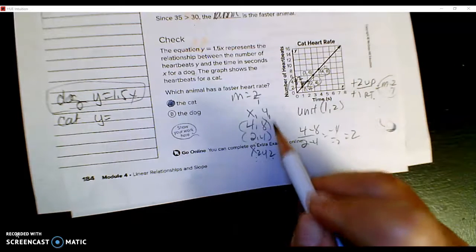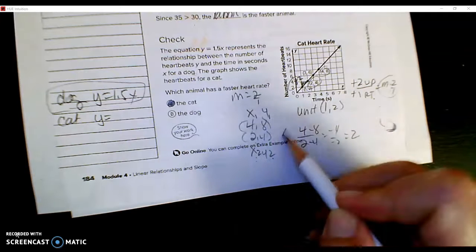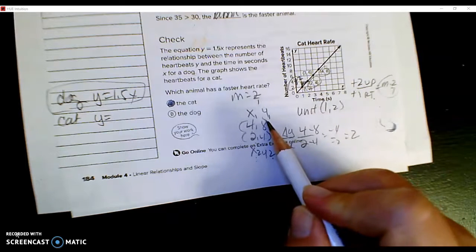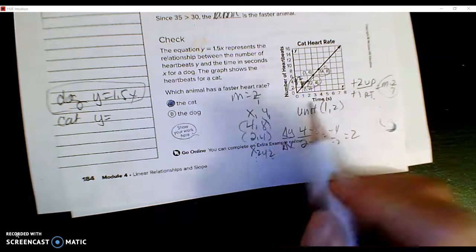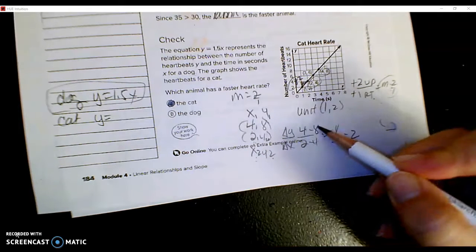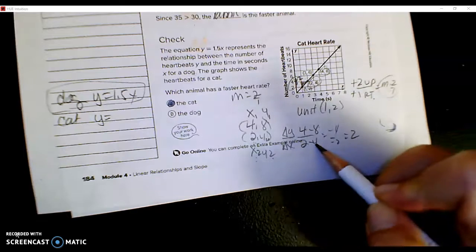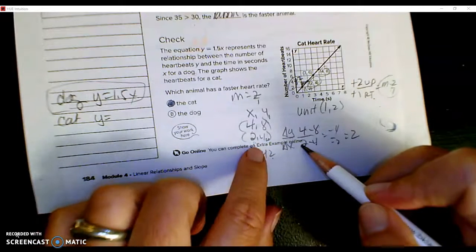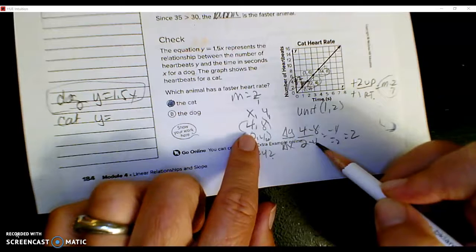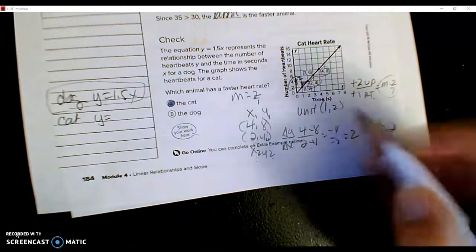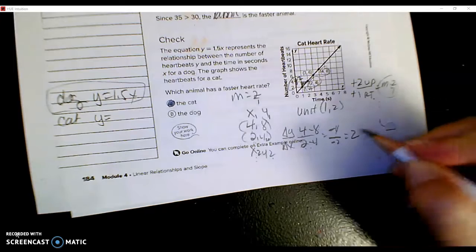Then I subtracted the y's, change in y, so I did change in y over change in x. So I did 4 minus 8, no particular reason, and because I did 4 first, I have to do this 2 over here first. I did 2 minus 4. So 4 minus 8, 2 minus 4; they've got to match up: first ordered pair, second ordered pair. So 4 minus 8 is negative 4, 2 minus 4 is negative 2. Negative 4 divided by negative 2 is a positive 2.